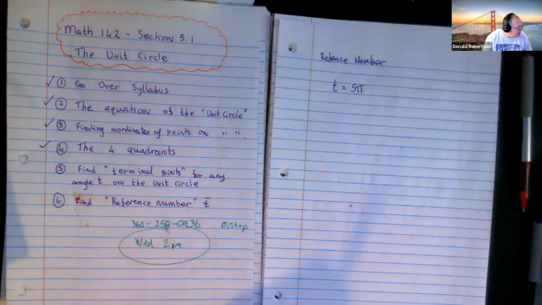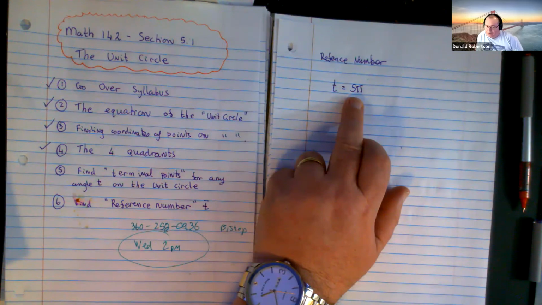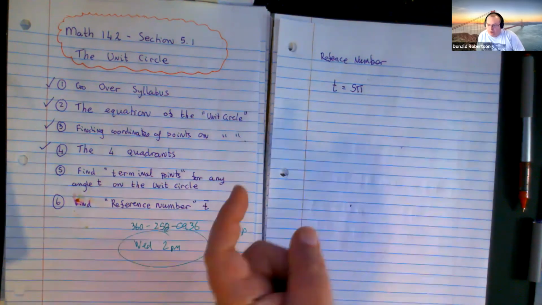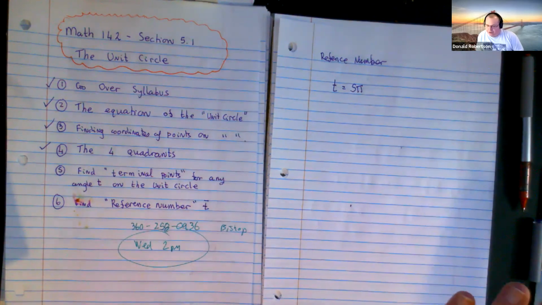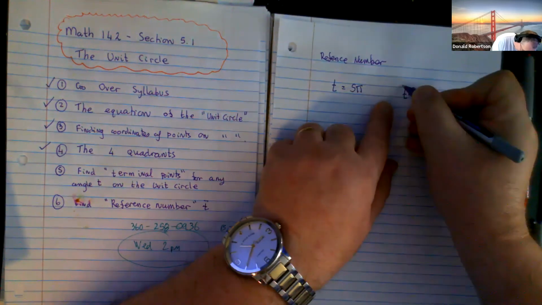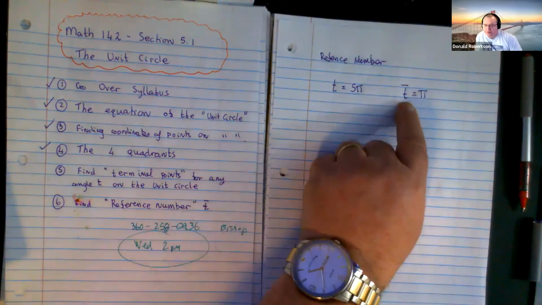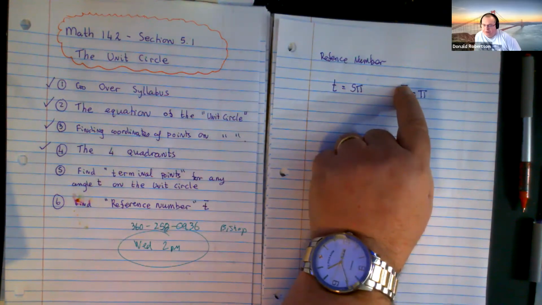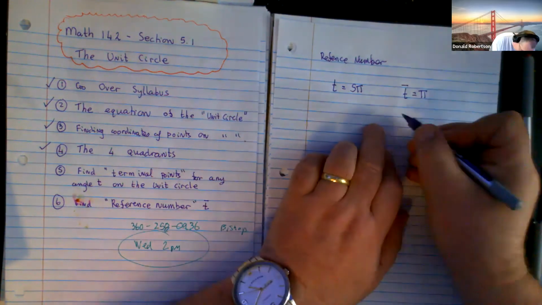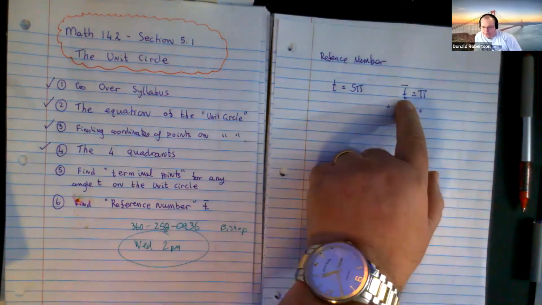That one's 5 pi. Isn't it too big? Anything that's not between 0 and 2 pi needs to be fixed. If you keep taking 2 pi away from that, you're going to get a new number called the reference number, which is pi. So here's a little notation for you. If you put a little line above something, you say it out loud as T bar. That means the reference number.